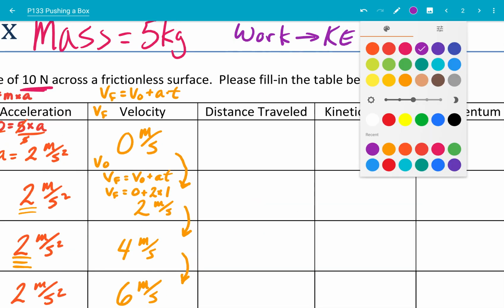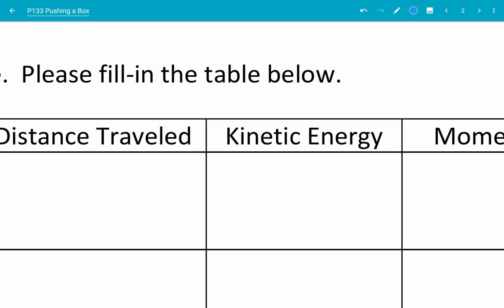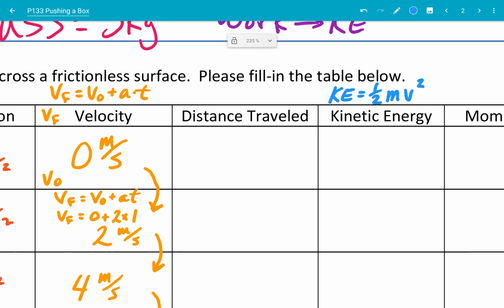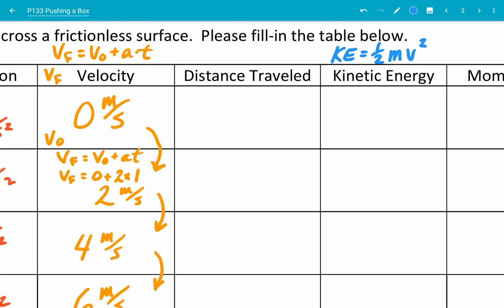To calculate kinetic energy, we're just doing half of the mass times the velocity squared. And we already know the mass, and we just calculated the velocities. Okay, the first one is easy. It's not moving at all, so it has 0 joules of kinetic energy. But let's do the next one down below that. On that one, we have kinetic energy, and we don't know how much it's going to get. We're going to calculate it.